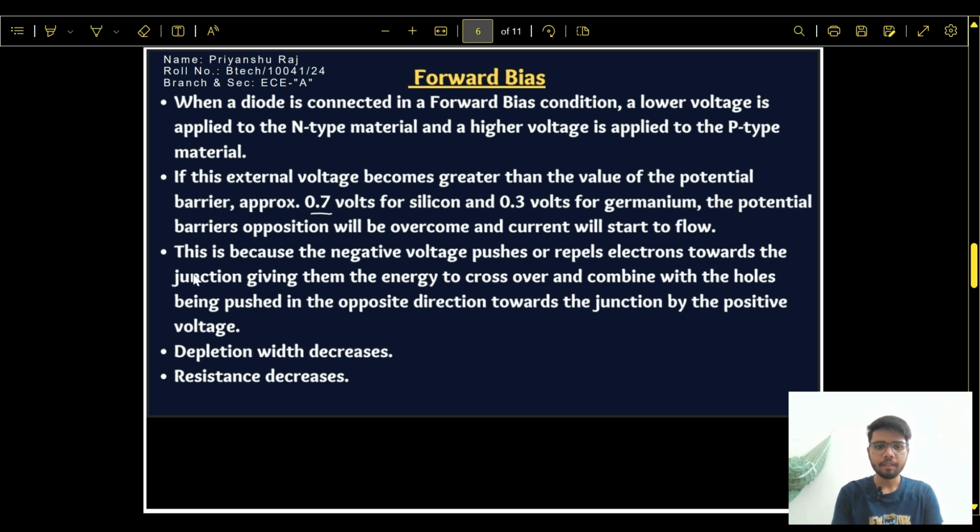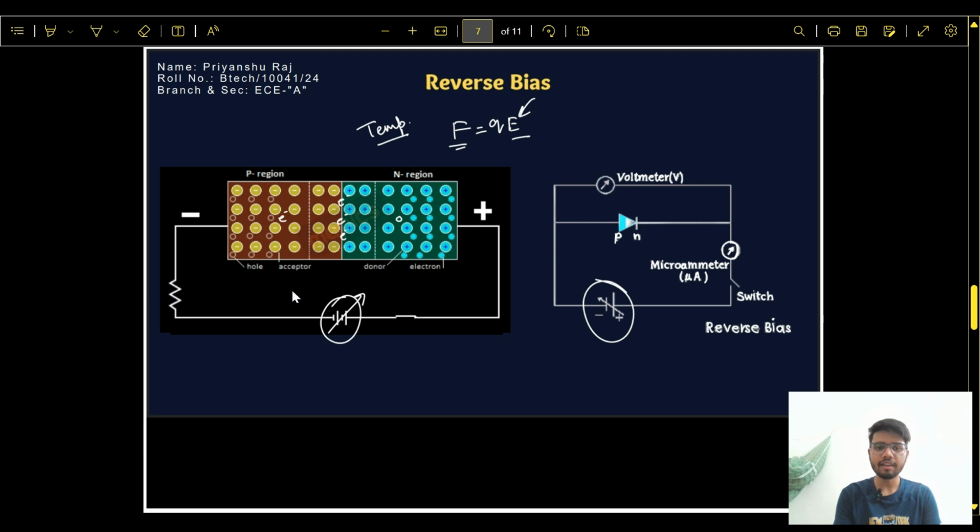to flow. This is because the negative voltage pushes or repels electrons towards the junction, giving them the energy to cross over and combine with the holes being pushed in the opposite direction towards the junction by the positive voltage. Depletion width decreases in forward bias. Resistance also decreases, which implies the current must have increased. Moving to the next slide.